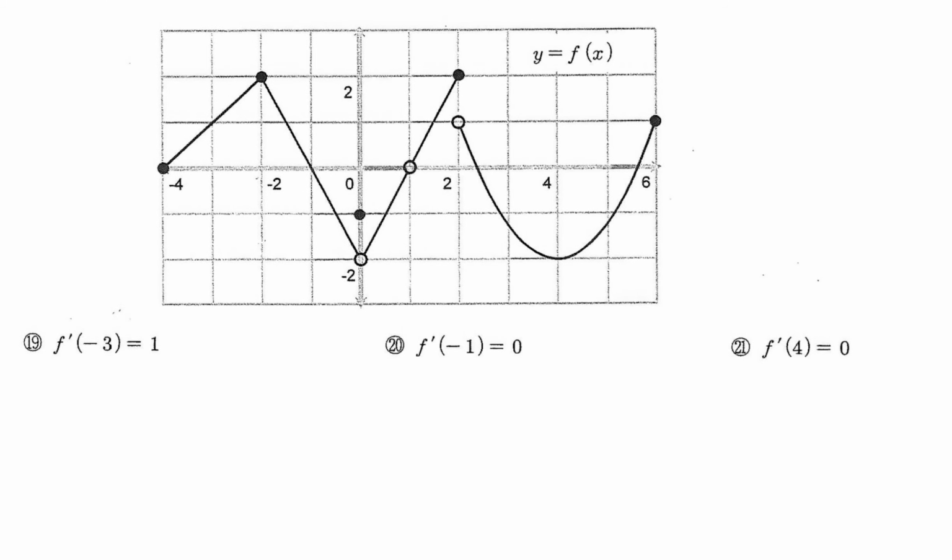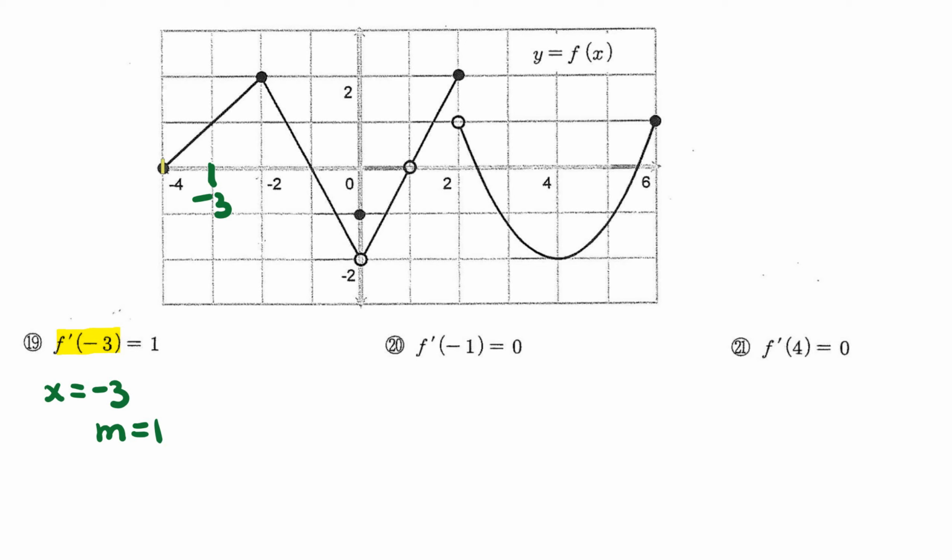19, 20, and 21. These are some very quick ones here. So what does this notation mean? It means when x equals -3, the slope is equal to 1. So is that true or false?